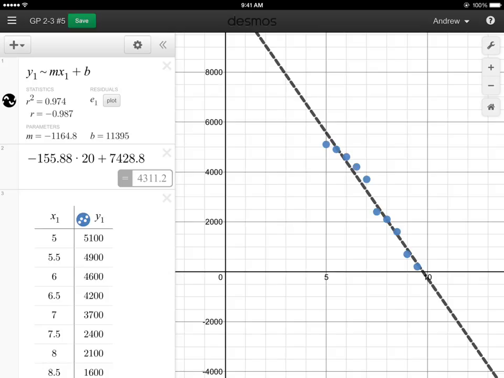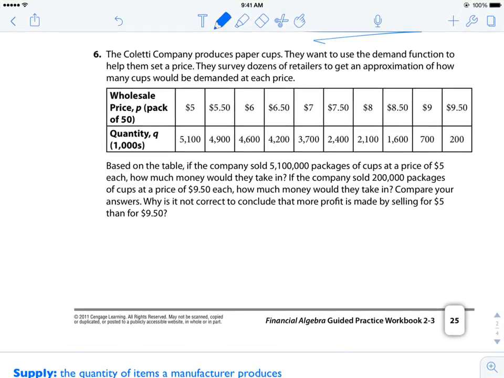So at this point, what we need to do is just take that information back to the problem itself and see if we can figure out what that's going to mean. If we look into this a little bit, they're asking us a question, and right here. So based on the table, if a company sold 5,100,000 packages of cups at a price of $5 each, how much money would they take in?